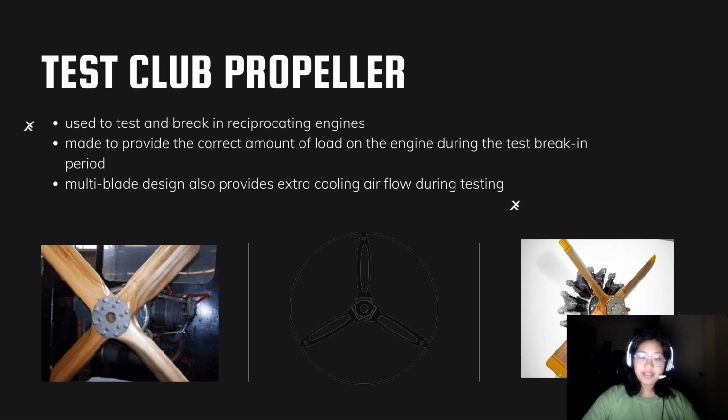Next, we have the test club propellers. These devices resemble a propeller, and they are designed to be used on an aircraft to test and break in reciprocating engines. These devices are mounted on an engine shaft to absorb engine power, and they are specifically made to provide the correct amount of load on the engine during the test break-in period. Lastly, it has a multi-blade design which provides extra cooling airflow during the testing period.